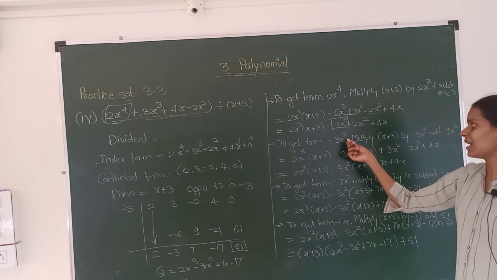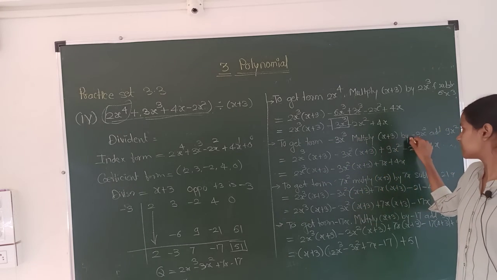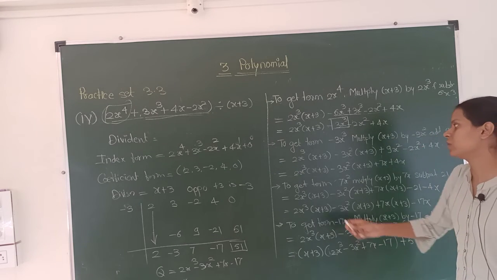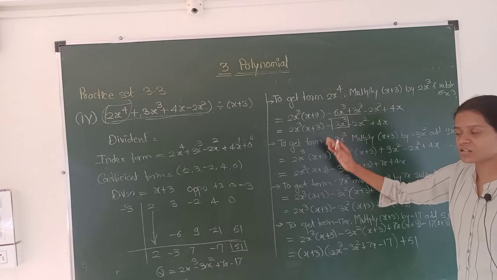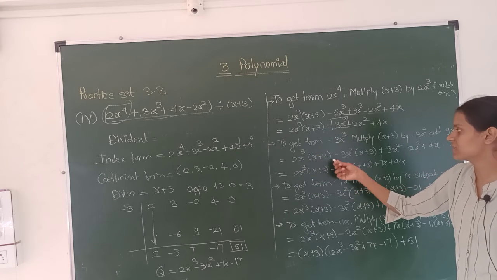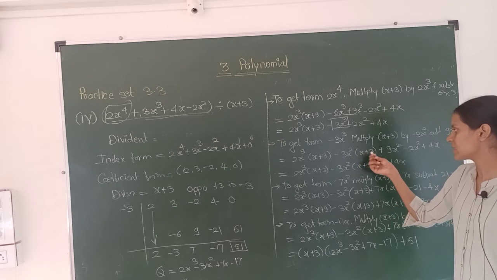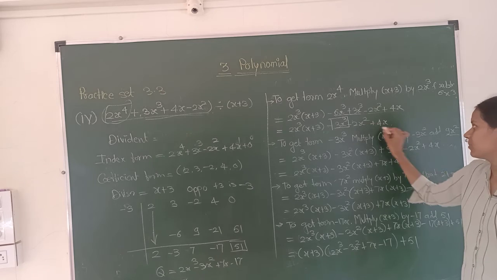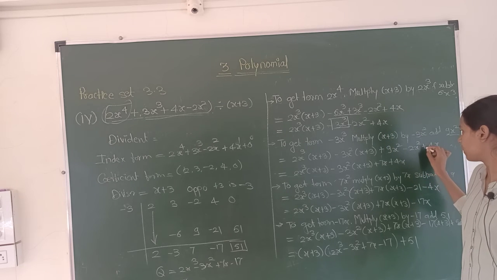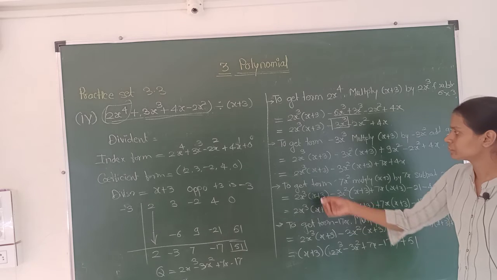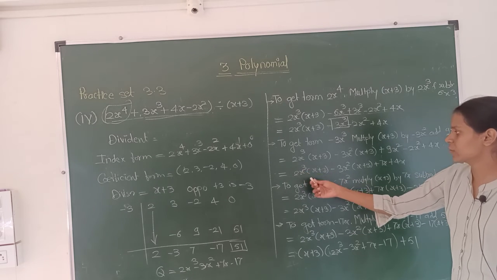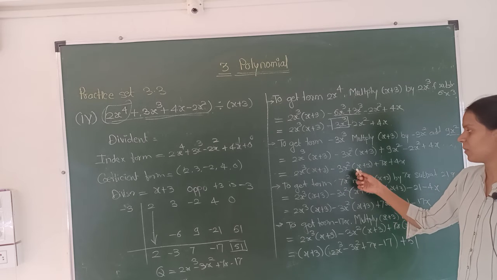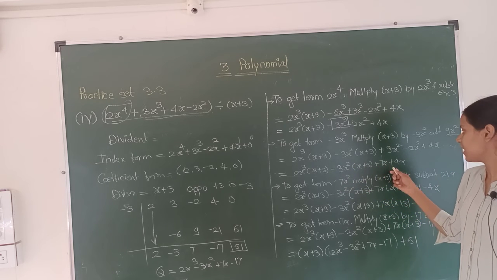So to get the term minus 3x^3, we will multiply (x + 3) by minus 3x^2, and we will add 9x^2. So we will copy the first term as it is, 2x^3 (x + 3) minus 3x^2 (x + 3). We will add 9x^2, and these remaining terms as they are, that is 2x^2 + 4x. Now if we further solve it, 2x^3 into (x + 3) minus 3x^2 into (x + 3) plus 7x.